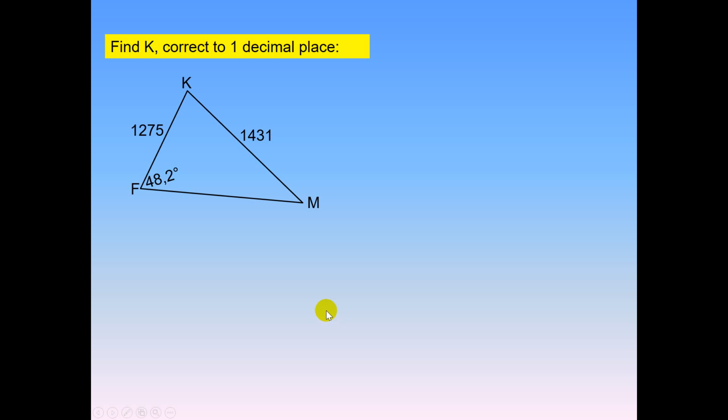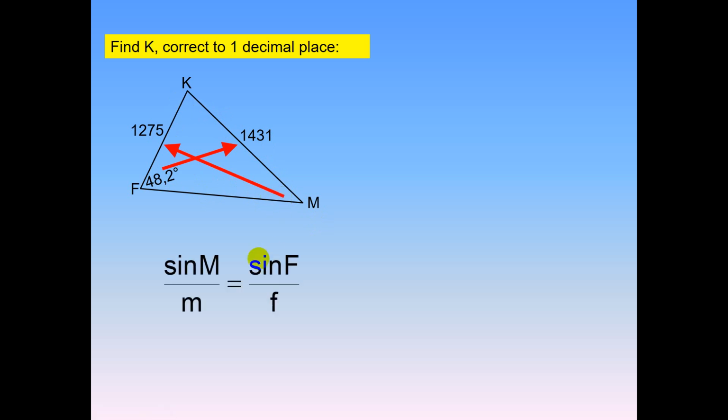Going to the next example, the question is to find angle K correct to 1 decimal place. So you'll notice that if we try to find angle K, it's not possible because we don't have the side opposite the angle. But we have two sides and an angle, so we can find angle M. And if we find angle M, using sum of angles of a triangle, we can find angle K. So we're going to change our focus to find angle M.